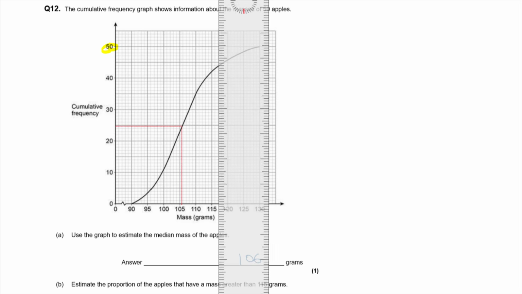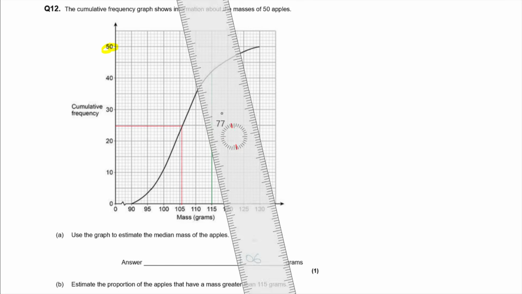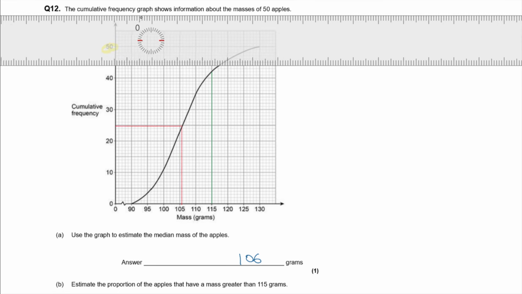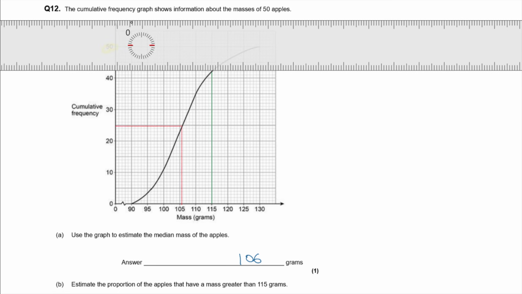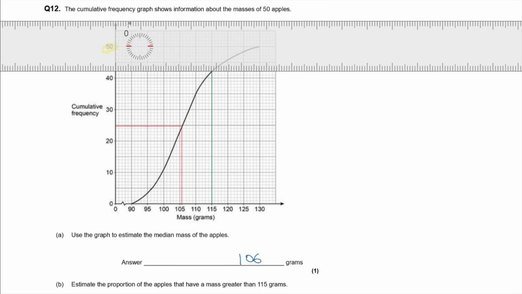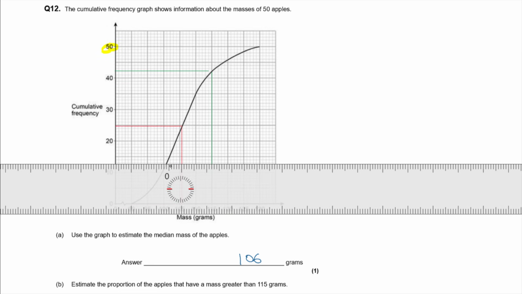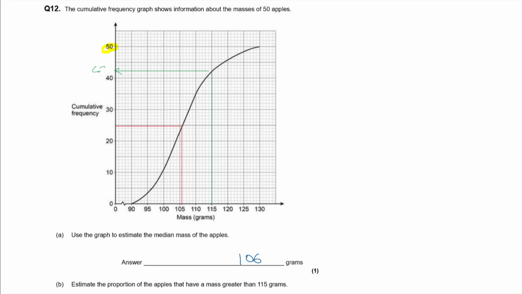Okay, so this one I'm looking back the other way. So I'm going to start at 115 and read up to the cumulative frequency curve and across, and that's going to tell me how many apples in this case had that mass or fewer. So that's 2 divisions above 40 on mine. So that's 42 I'm reading off there.